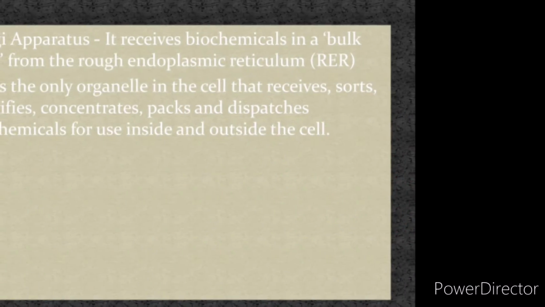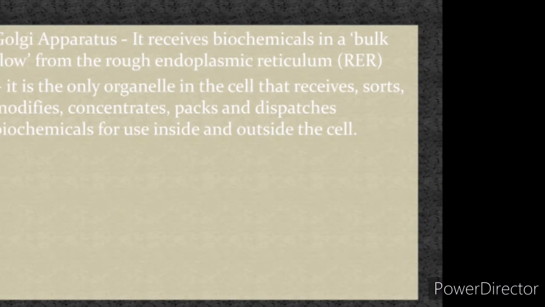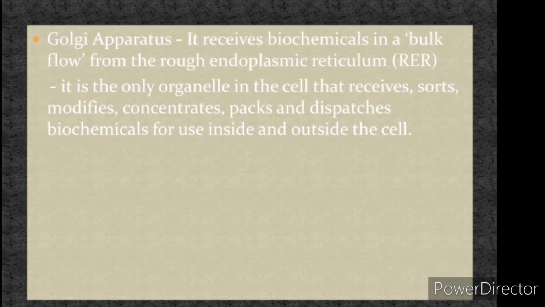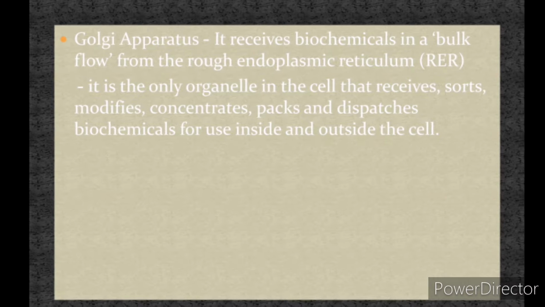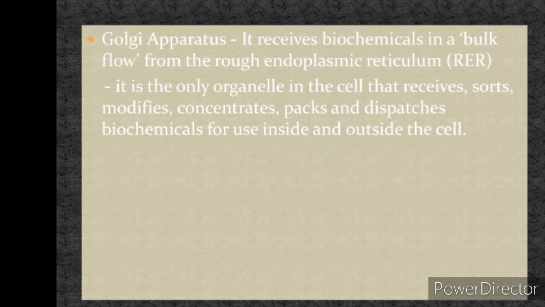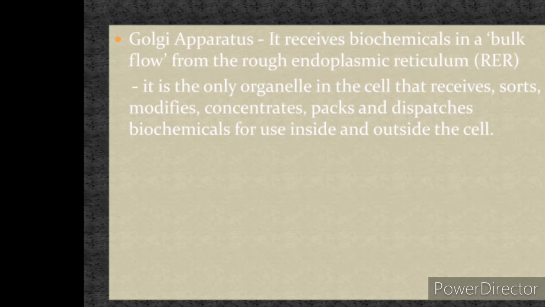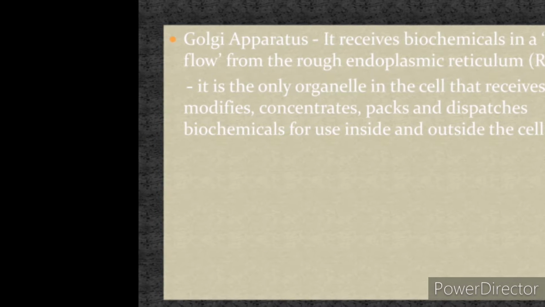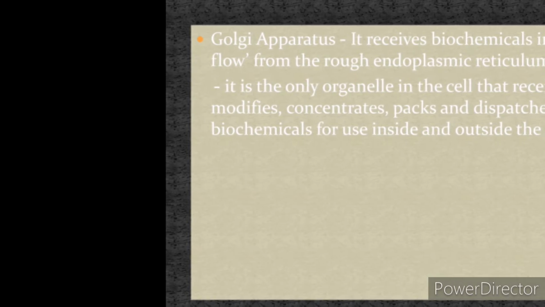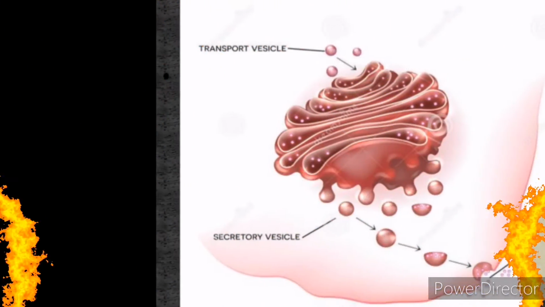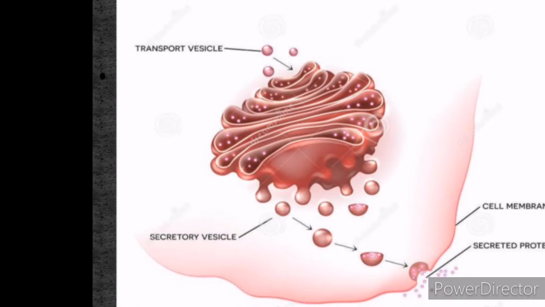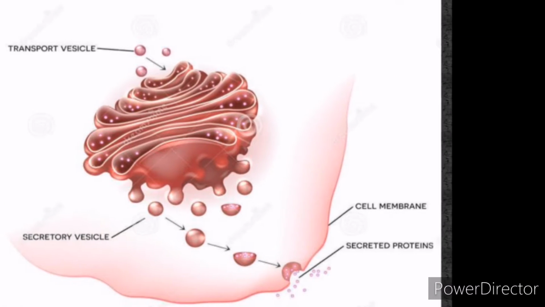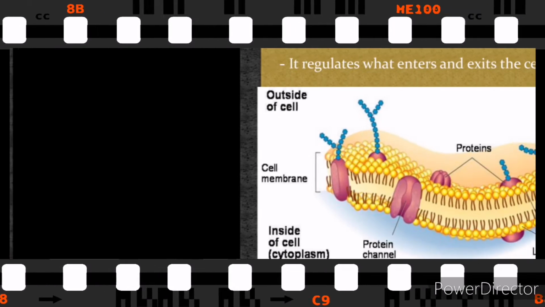We have the Golgi apparatus. It receives biochemicals in a bulk flow from the rough endoplasmic reticulum that we call RER. It is the only organelle in the cell that receives, sorts, modifies, concentrates, packs, and dispatches biochemicals for use inside and outside the cell. Golgi apparatus includes transport vesicle, secretory vesicle, cell membrane, and secreted proteins.